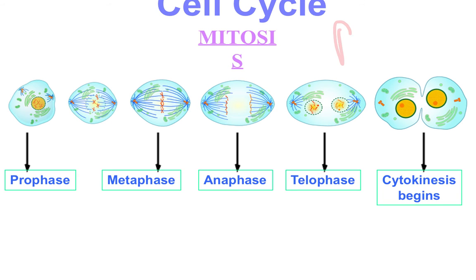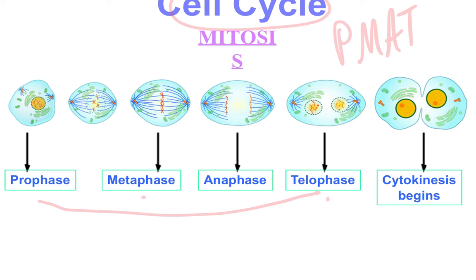In mitosis, we go through the process of what I call PMAT. That is prophase, metaphase, anaphase, and telophase. These are the steps to mitosis. The last part of the cell cycle is cytokinesis.